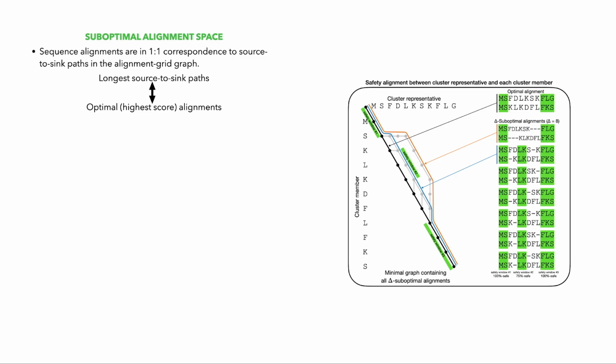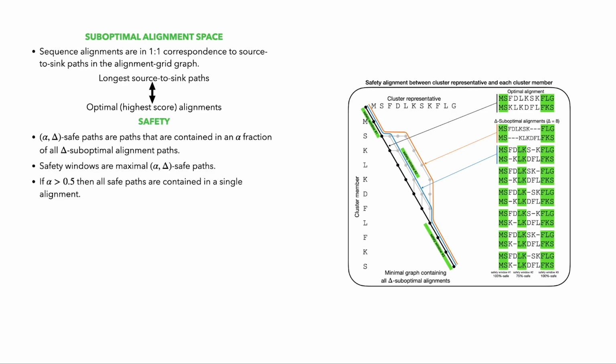Sequence alignments are in one-to-one correspondence to source-to-sink paths in this alignment grid graph that you can see here, where longest source-to-sink paths correspond to optimal alignments. The source is the top left node and the sink is the bottom right node. Vertical and horizontal edges correspond to gaps, where diagonal edges correspond to matches between two amino acids. You can, for example, see this really well with the orange alignment. This is the first suboptimal alignment on the list. And you can follow the path of the orange alignments on the left.